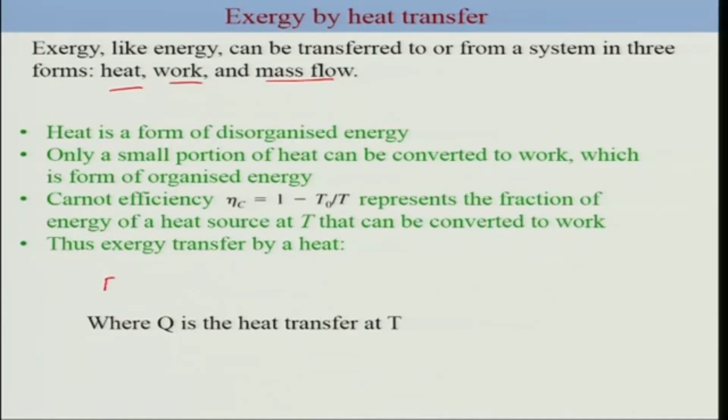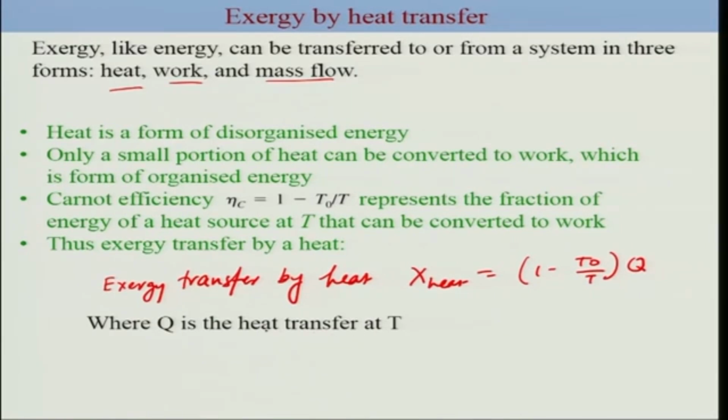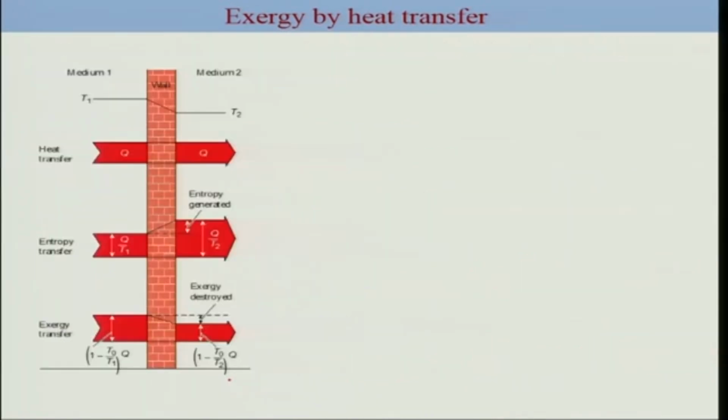So the Exergy transfer by heat would be your X heat, and that is going to be your Carnot efficiency multiplied by Q, where Q is the heat transfer at T and T0 is nothing but your surrounding or environment temperature. Now when T is not constant, we can consider X heat as simply the integral of dX heat, or in other words we can write the integral of (1 minus T0 by T) del Q. So that is when T is not constant.